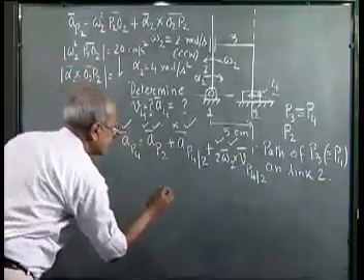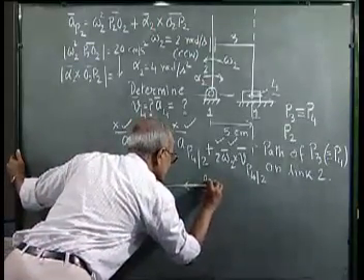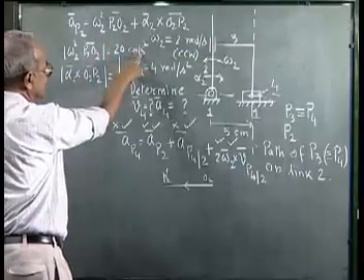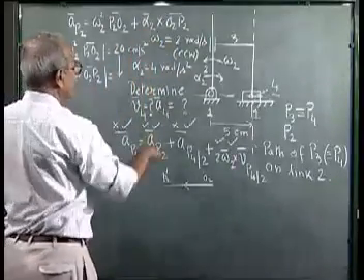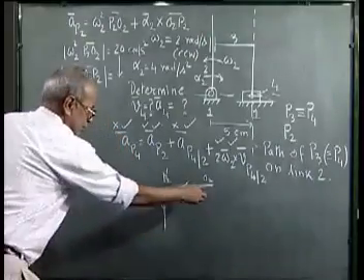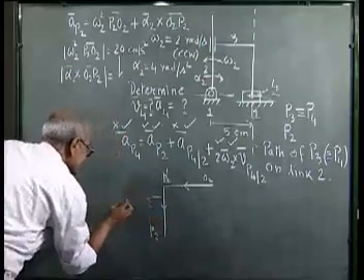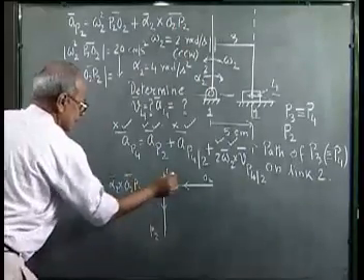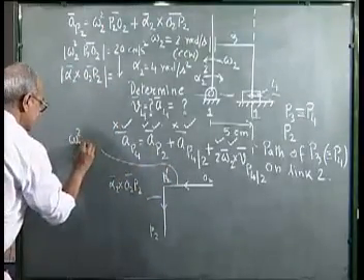Ap2, I write, omega 2 squared O2P2 to some scale. Let me say this is O2. This point I call P2 prime because this is only this component, which is 20 centimeter per second squared to the left. Then this component is again 20 centimeter per second squared, but in the vertically downward direction. So I draw it again of the same length, and this is P2. This is alpha 2 cross O2P2, and this vector is omega 2 squared O2P2.